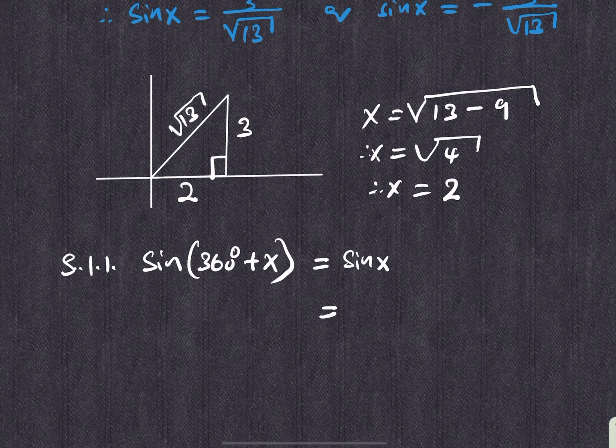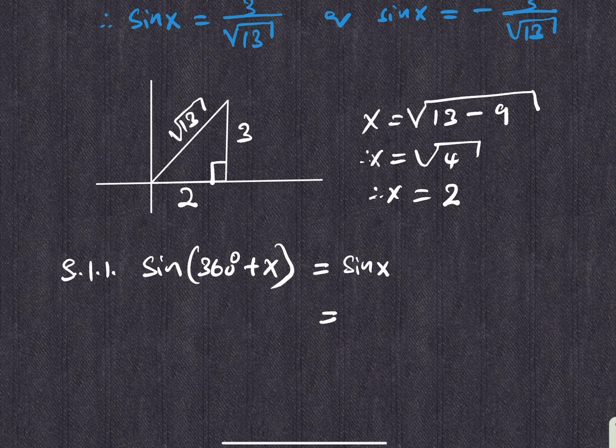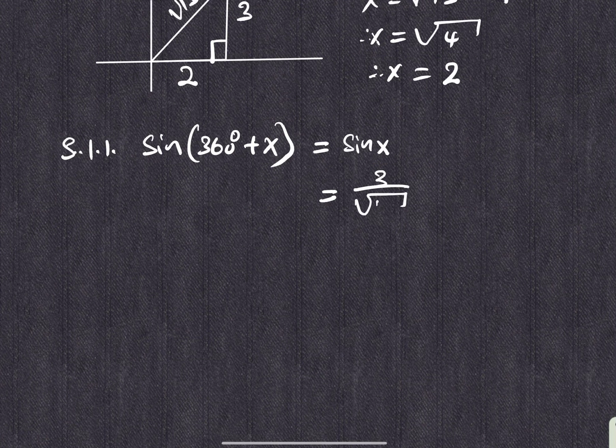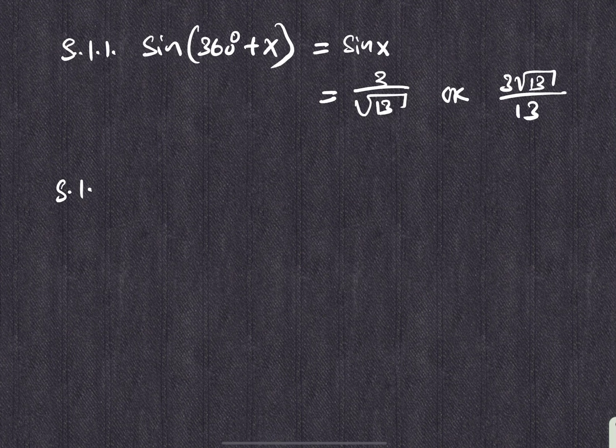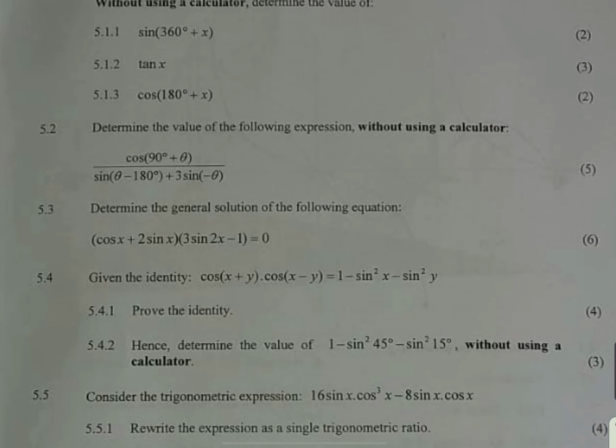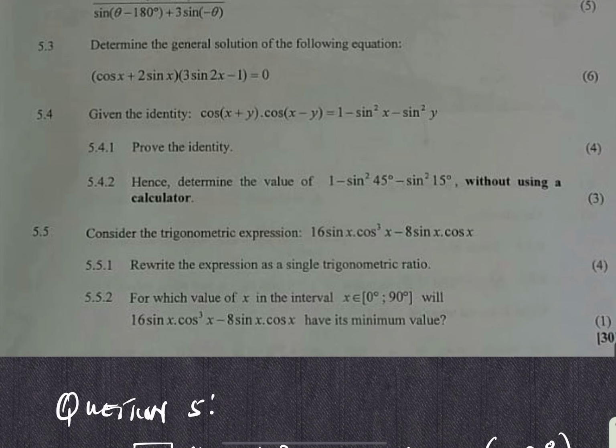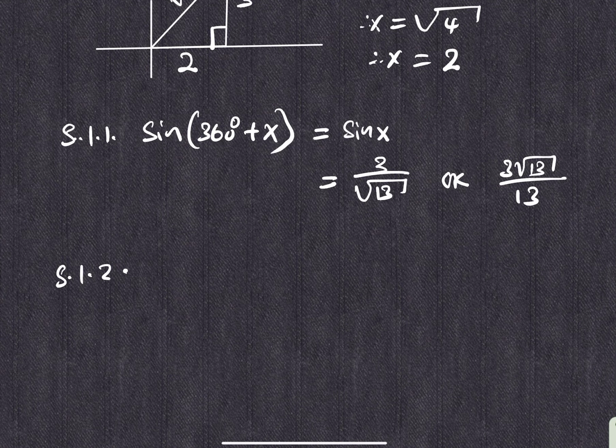As a result, you are definitely going to have that situation, which is going to give you 3 divided by the square root of 13. You can try to rationalize it. Let me check what you're going to get if you rationalize it. So some of you may write it in this way: 3 square root of 13 divided by 13. It is still correct. And then 5.1.2. What are they looking for? Tan x, and the other one is cos of 180 plus x. So that should be very easy.